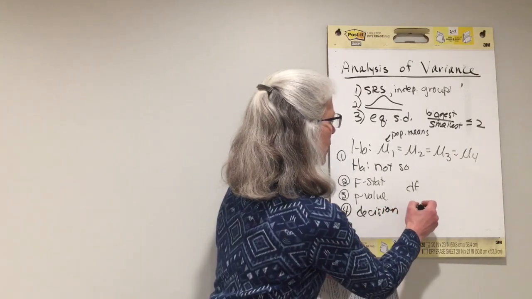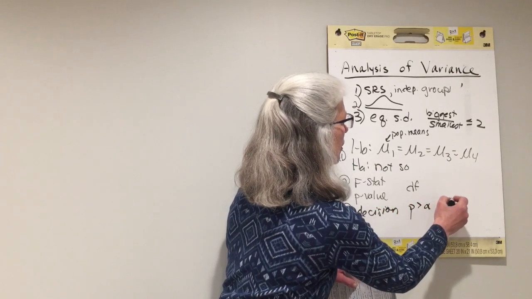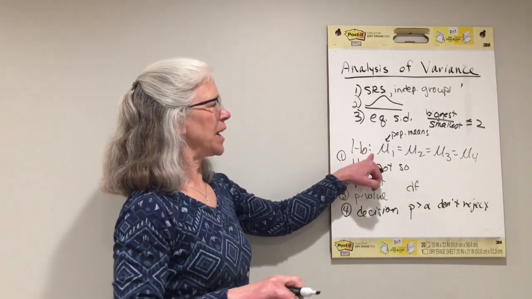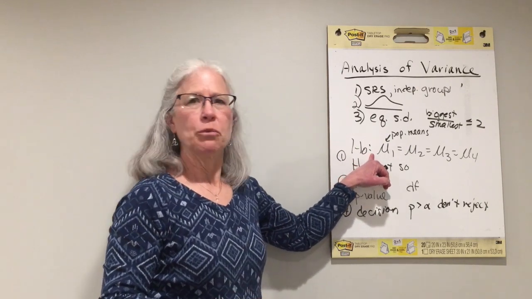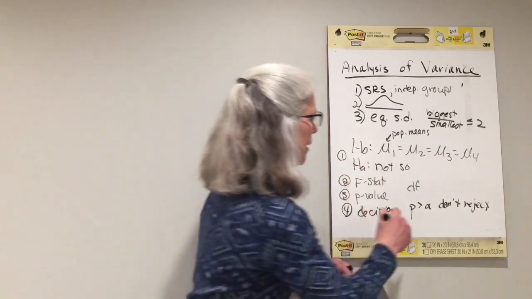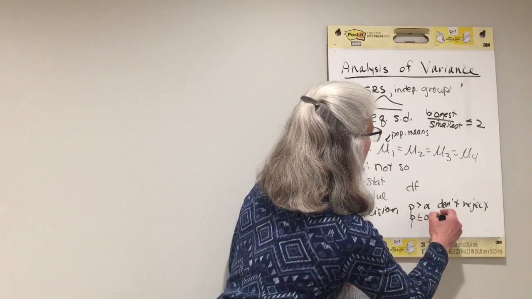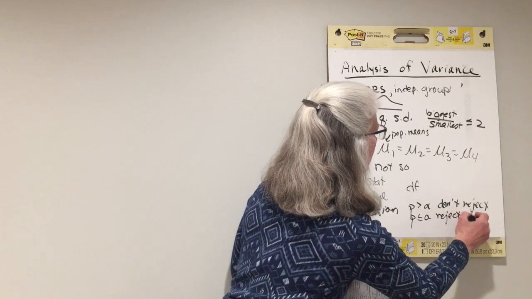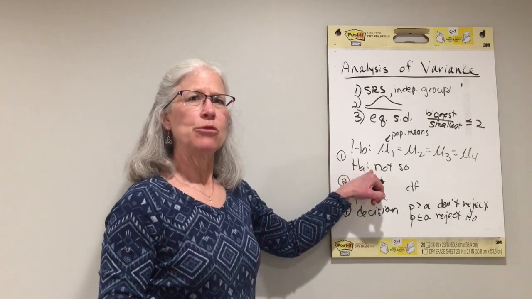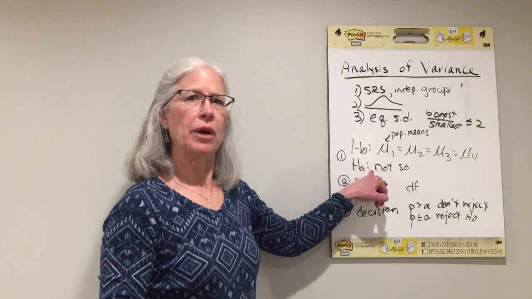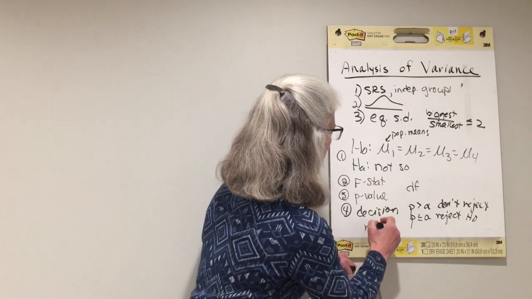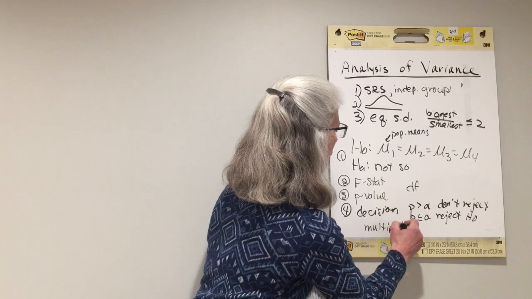So remember, if p is greater than alpha, we don't reject the null. So then we don't have any evidence that this isn't true. So we stop. We're done. As far as we know, all the means are the same. Now, if p is less than or equal to alpha, we reject the null. All we know is that at least one mean is different from another. We don't know which one. So if we reject the null, we're going to follow up with what's called multiple comparisons or pairwise comparisons.